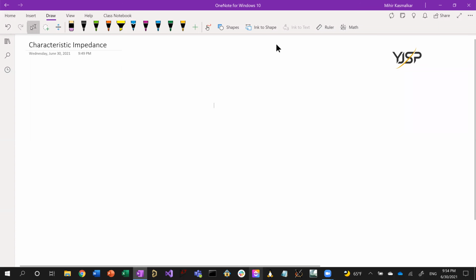The characteristic impedance of a transmission line is going to be Z naught equals square root L over C, where L is the inductance per unit length of the transmission line. Remember, a transmission line is made up of a bunch of infinitesimally small inductors and capacitors. And then C is going to be the capacitance per unit length.